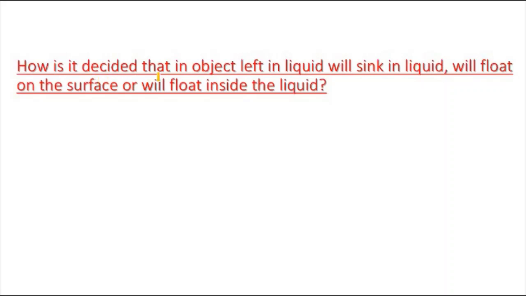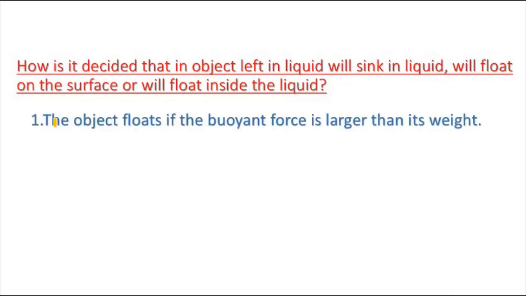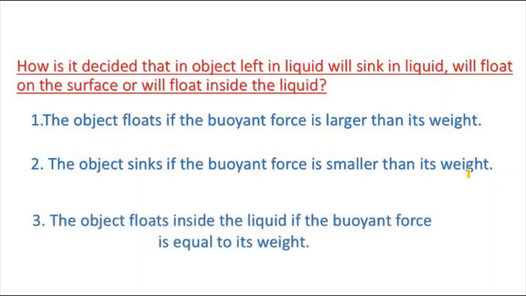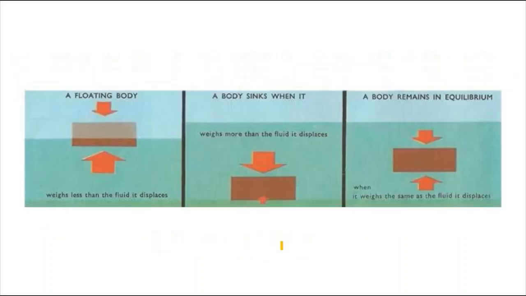How is it decided that an object left in liquid will sink in the liquid, will float on the surface, or will float inside the liquid? First, the object floats if the buoyant force is larger than its weight. Second, the object sinks if the buoyant force is smaller than its weight. And third, the object floats inside the liquid if the buoyant force is equal to its weight. So students, see in this figure, all the 3 points are clearly shown here.